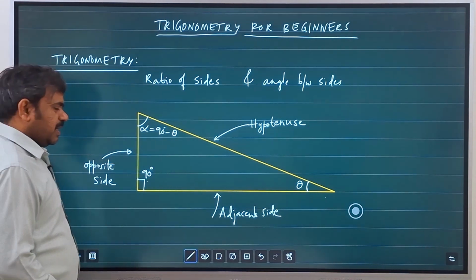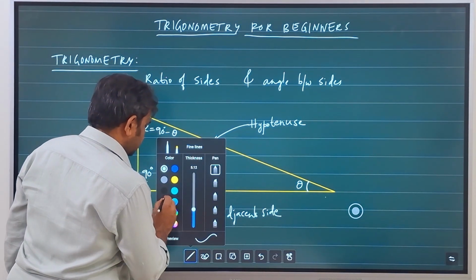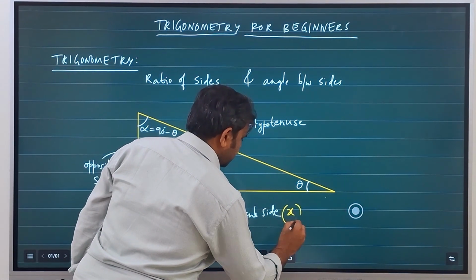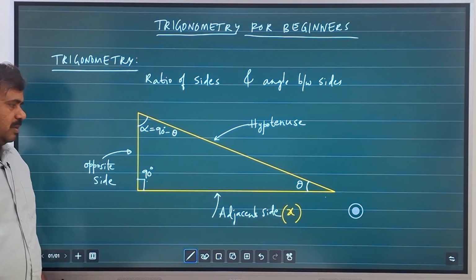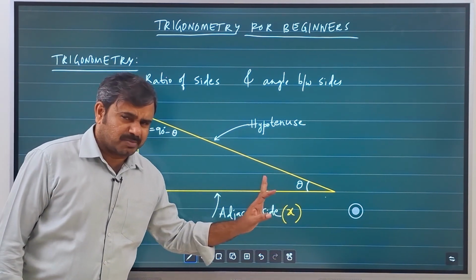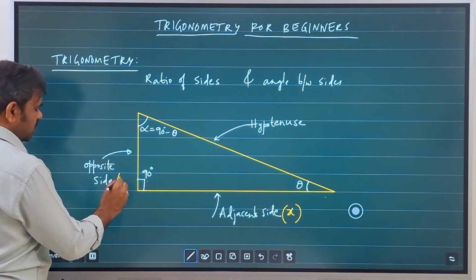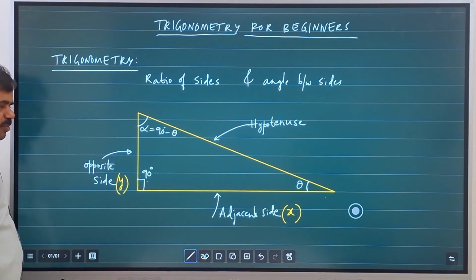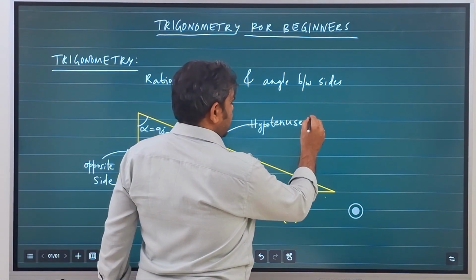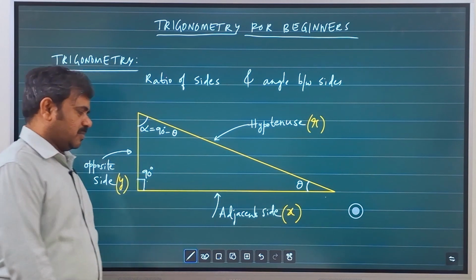I would use the symbol X for the horizontal side or the side adjacent to angle theta. I'm going to call it from now onwards with the name X. And I'm going to call this vertical side, which is the opposite side of angle theta, with the name Y. And I use the symbol R for hypotenuse from here onwards.